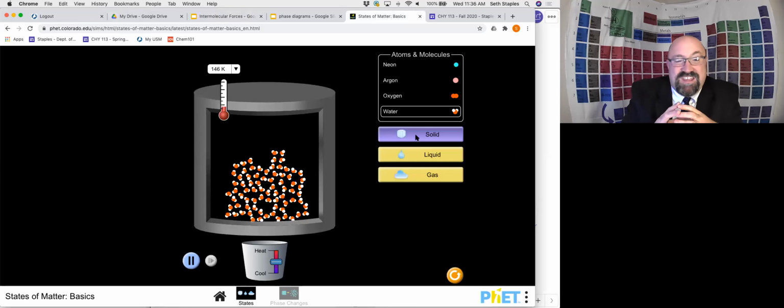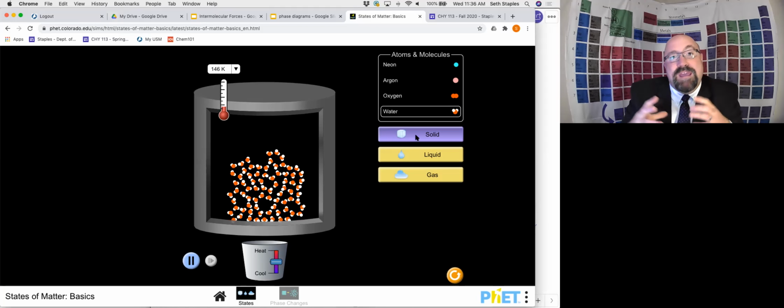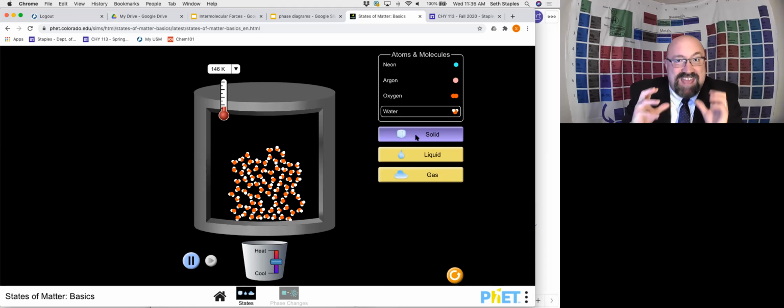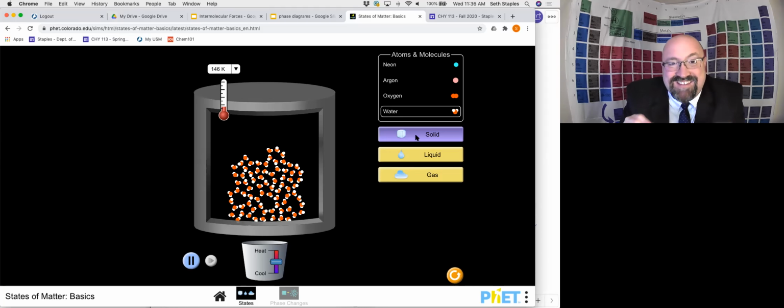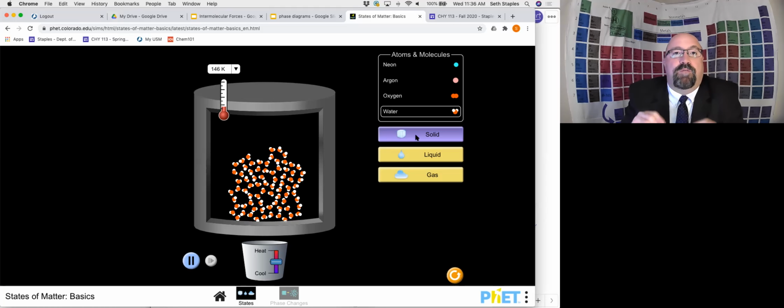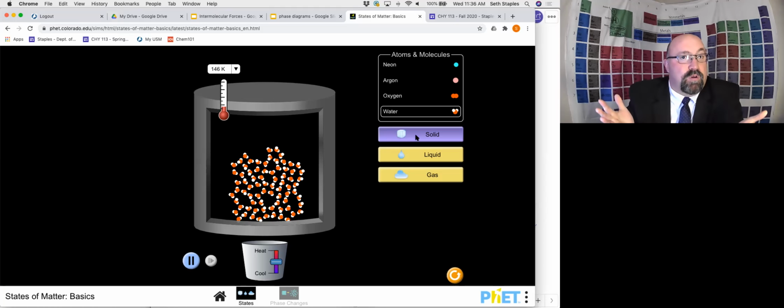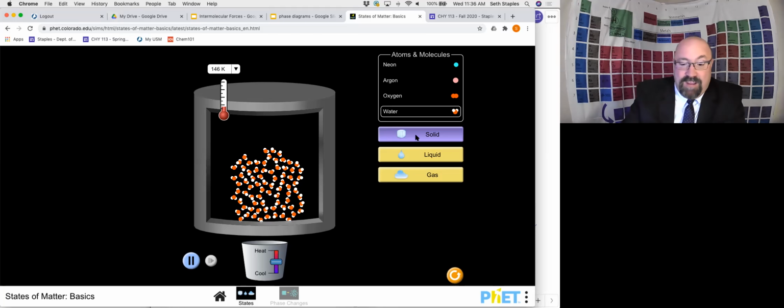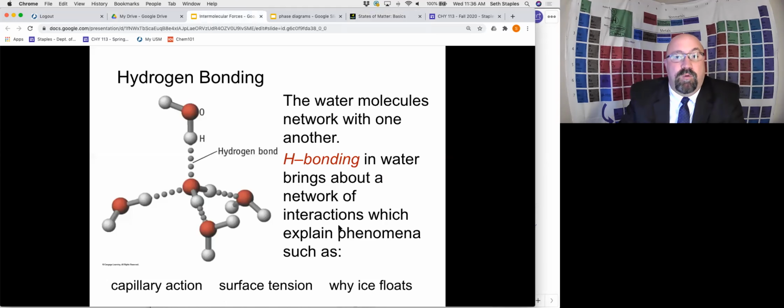The volume actually increases in the solid form. Since the volume increases, but the mass stays the same, the density of water will decrease in the solid form as compared to the liquid form, causing ice to float. Again, a very unusual property compared to most other substances.